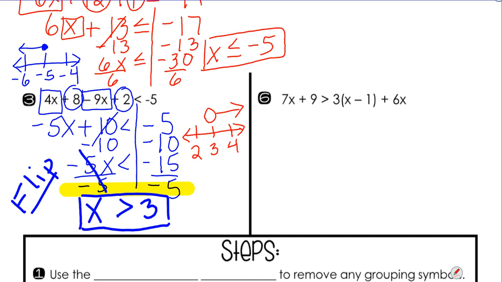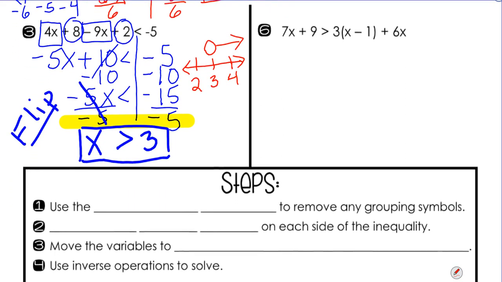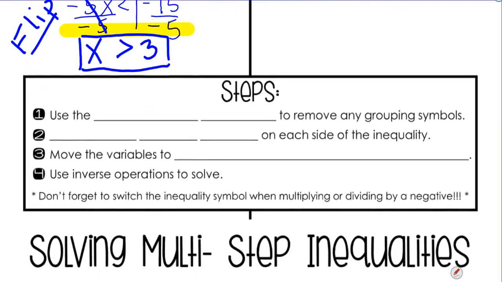So before we continue to the ones where we have variables on both sides, where there's more steps involved, let's look down at the bottom of your sheet. That includes the steps that you're going to follow when solving and graphing multi-step inequalities. So number 1 says use the blank blank to remove any grouping symbol. So basically, how do we get rid of the parentheses? What do we use? What is that called? The distributive property. So we're always going to do that first. So write distributive property. So that's our first step, is to use the distributive property.